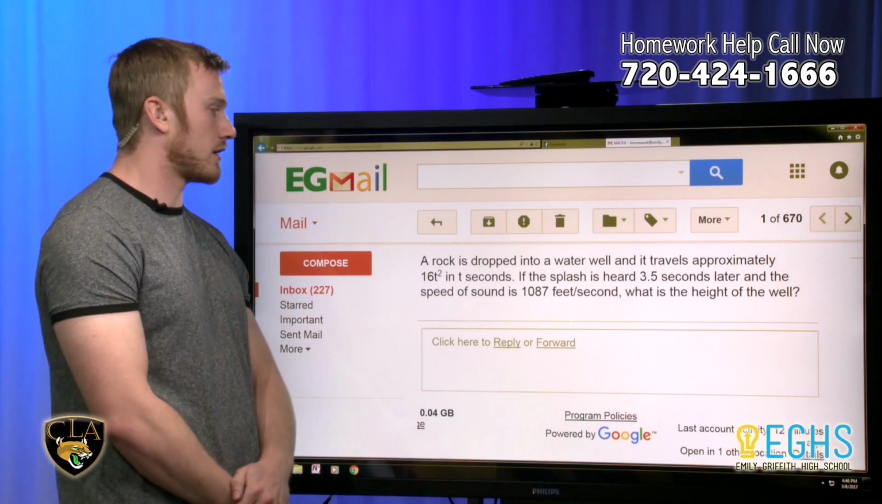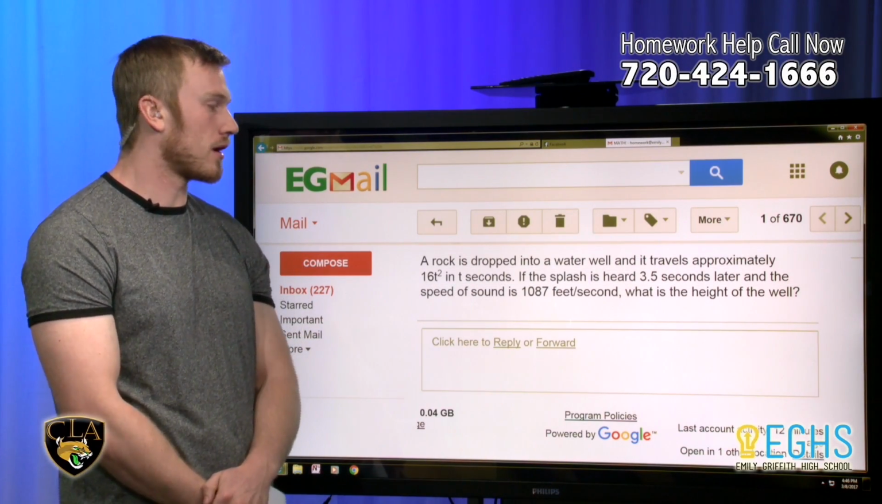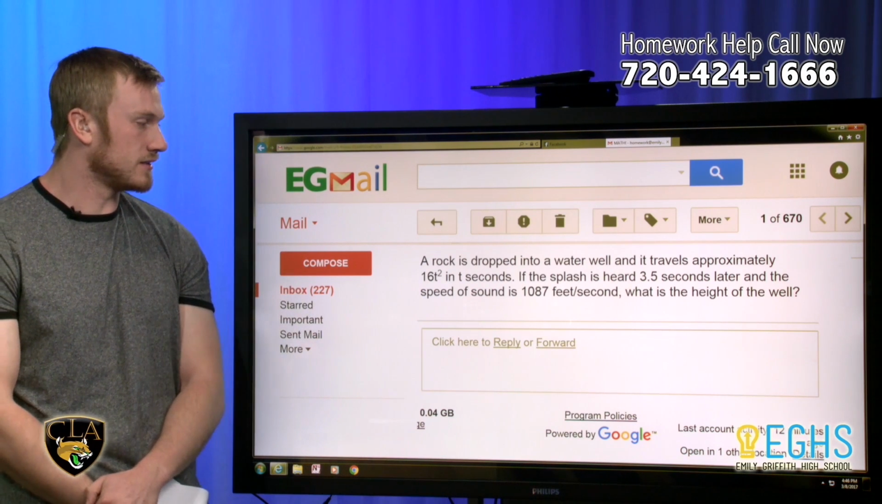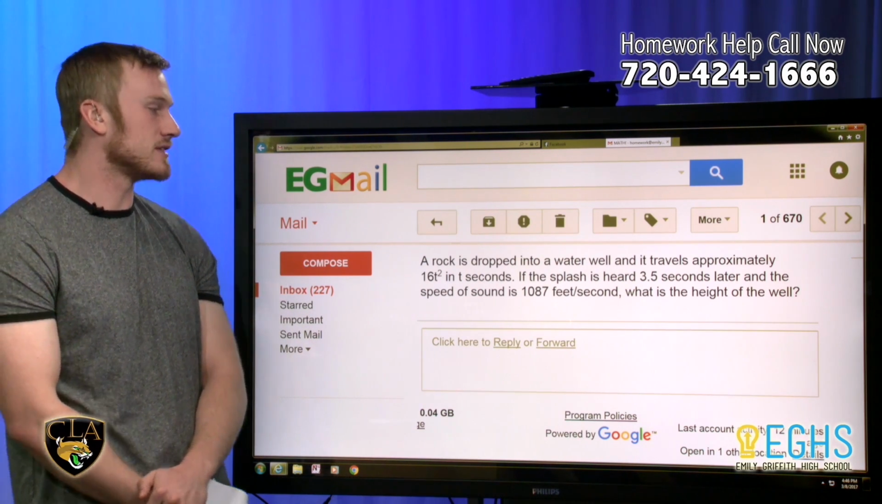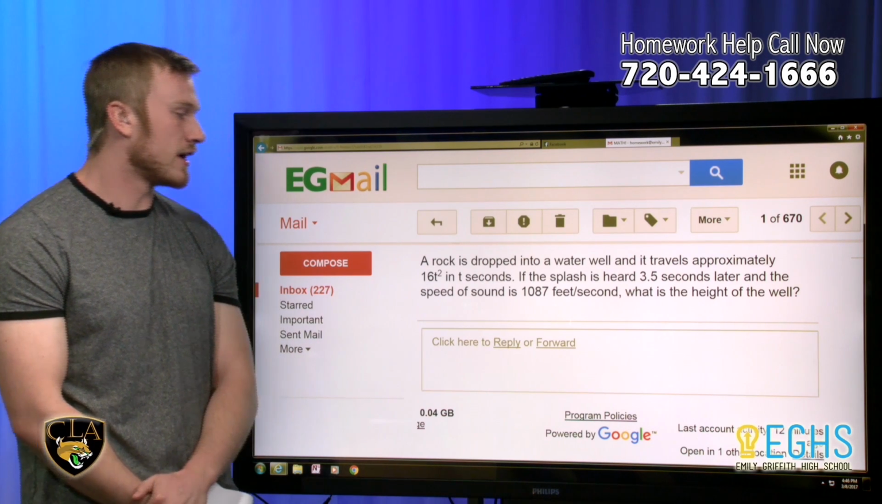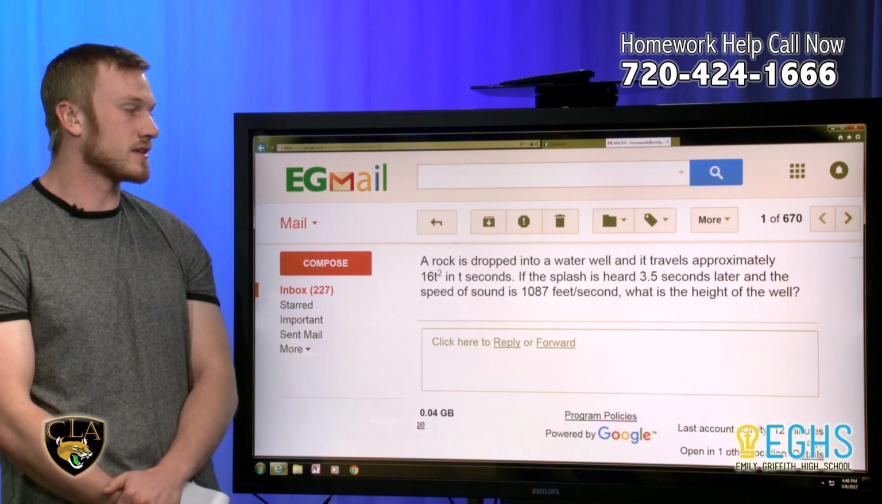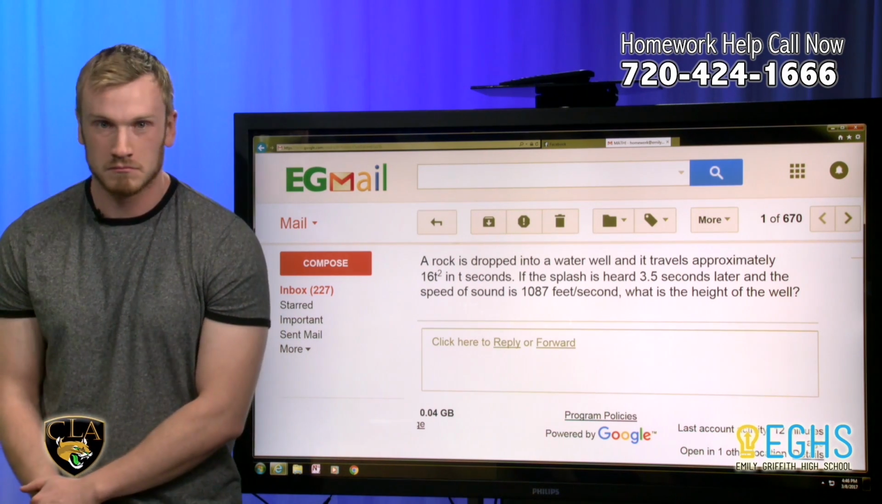The question is: if a rock is dropped into a water well and falls approximately 16t squared feet in t seconds, and a splash is heard 3.5 seconds later, and the speed of sound is 1,087 feet per second, what is the height of the well? I'll let you take that one.